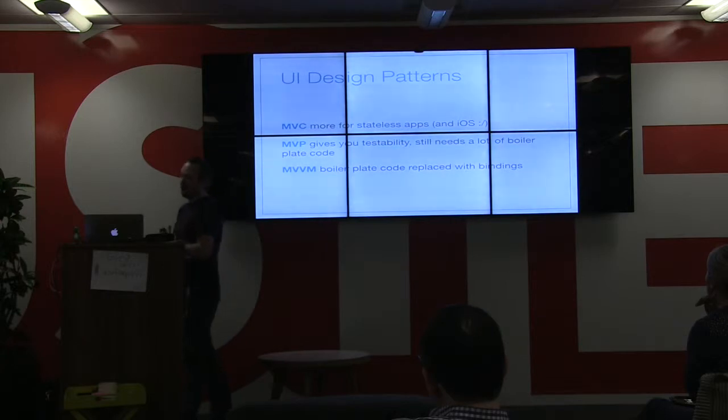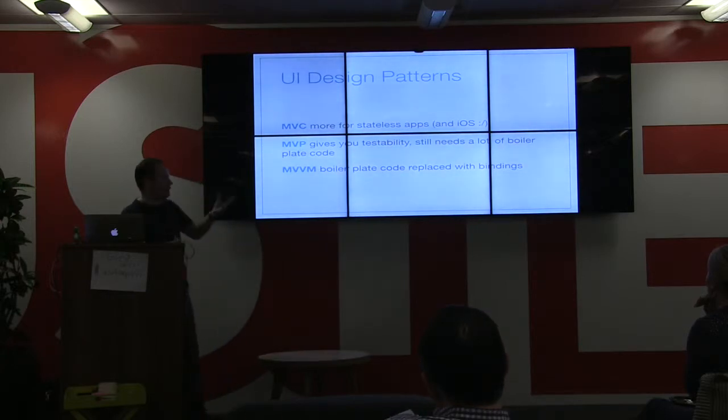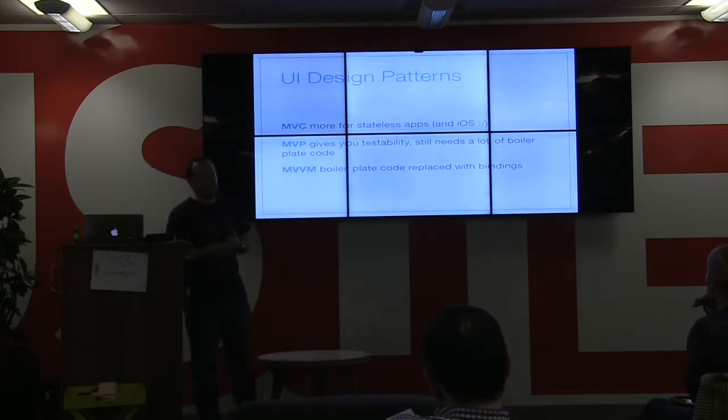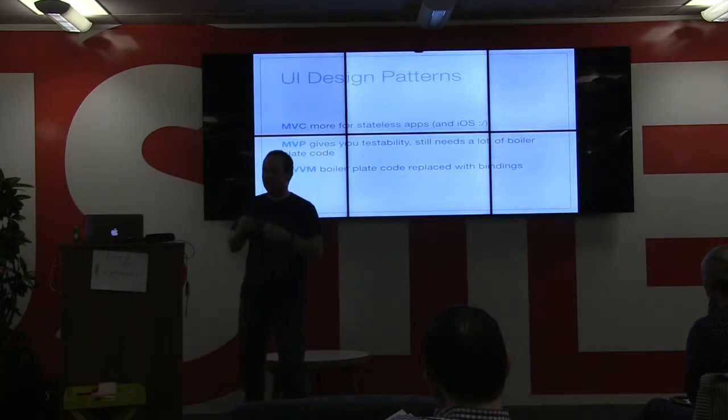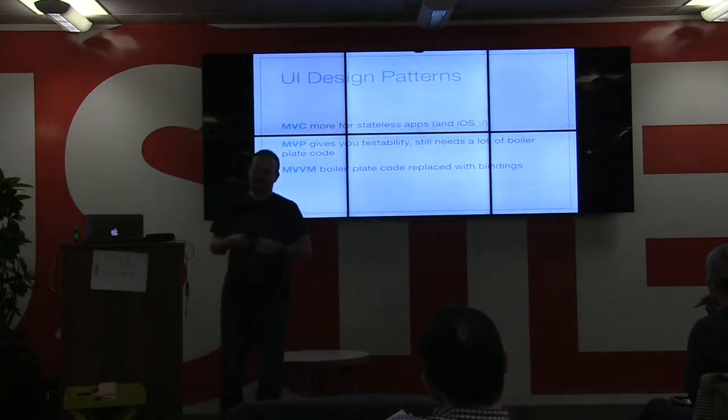And then finally, we've got MVVM, where we replace that with bindings. So what this means is that we do sort of event-driven updating. So the view tells the view model when stuff has happened, or the view model tells the view when stuff has happened, through events.